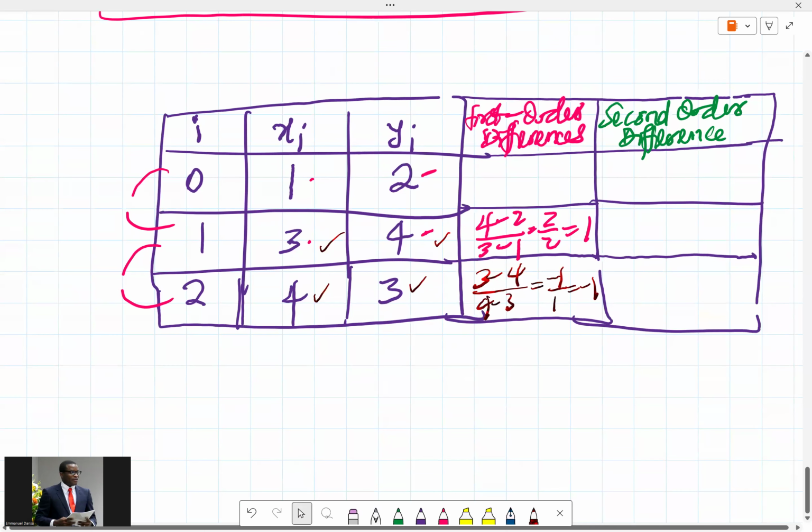If we have three data points, go as far as second order difference. If we have five data points, we move as far as the fourth order difference, until you get one thing at the end of the day.